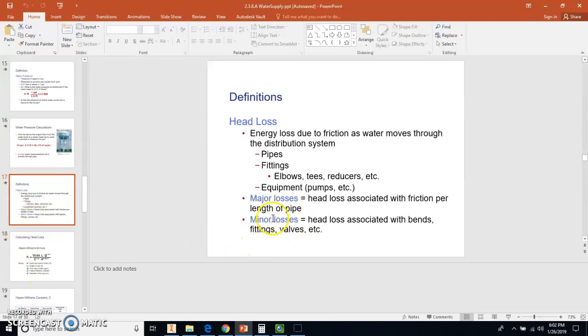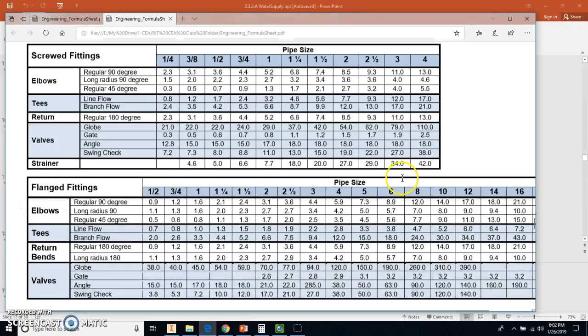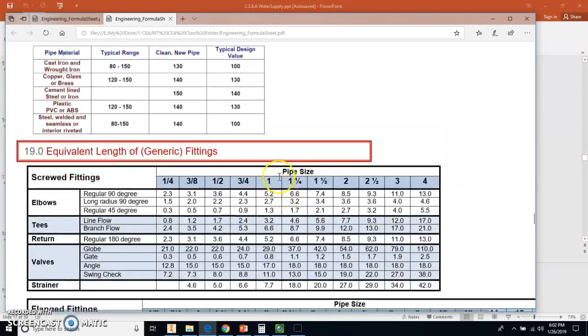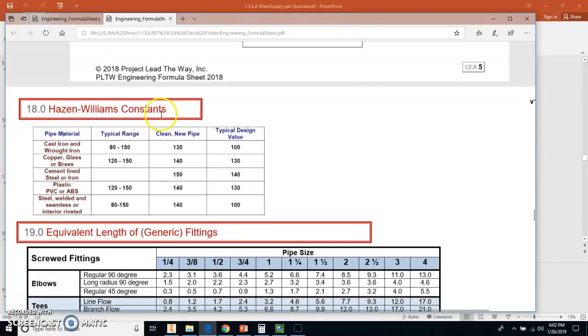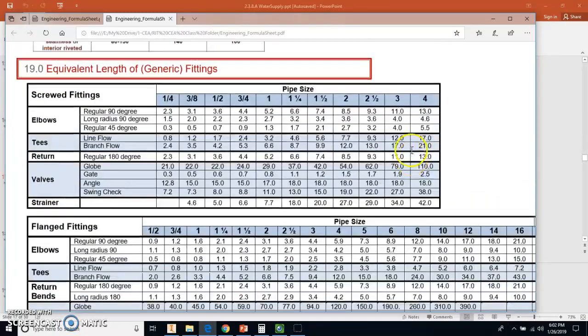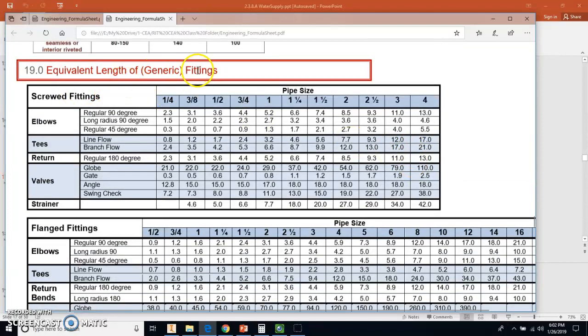Now, to calculate the minor losses, we're going to go to the table that's associated with our formula sheet. It's on this page right here. By the way, here's the Hazen-Williams constant. So we're going to use this table when we get to the formula. But down here is the equivalent length of generic fittings, and this is what we want to go for.